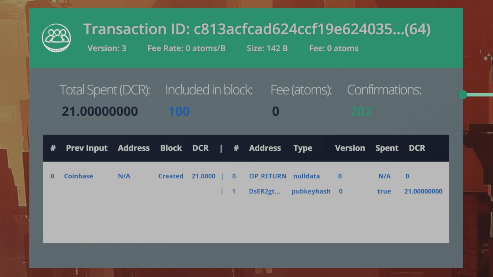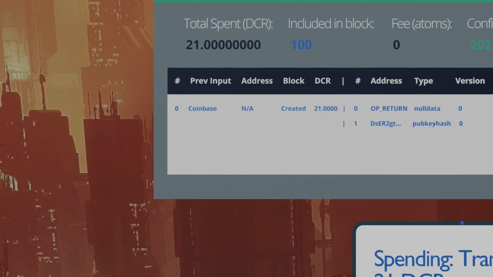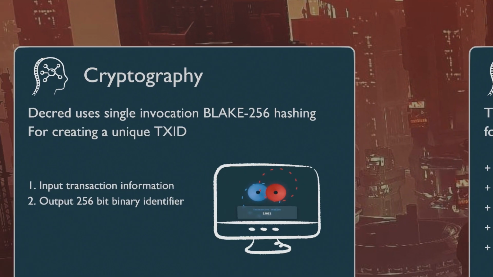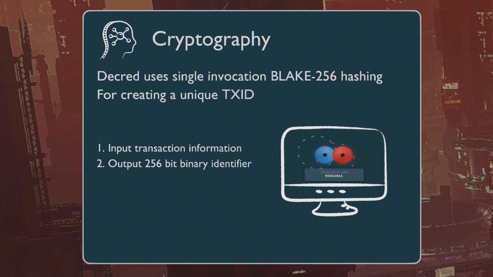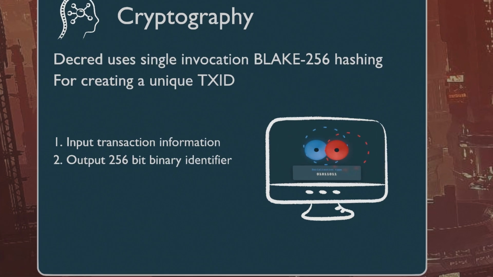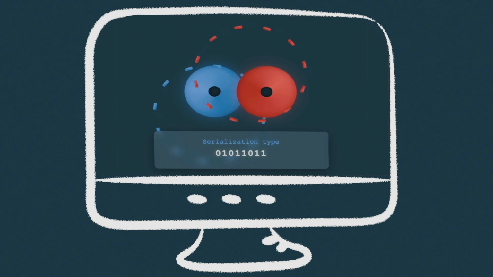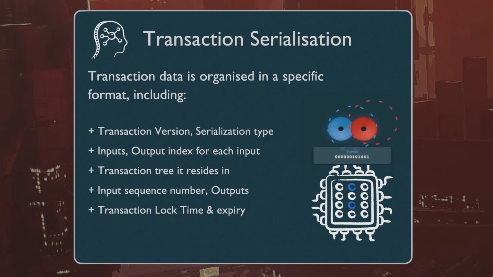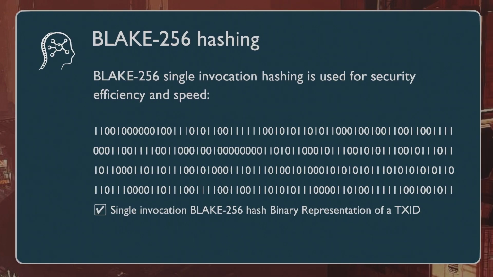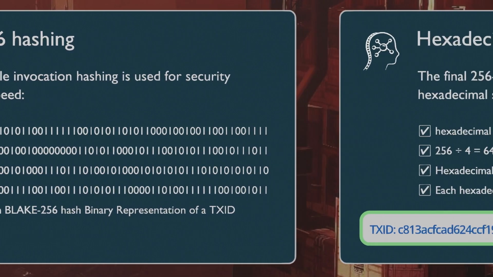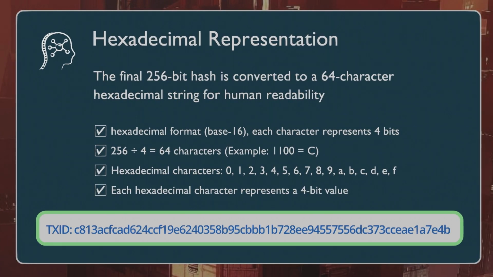Let's decode this mystery. Why exactly 64 characters? The answer lies in cryptography. Decred uses a single invocation of the Blake 256 hashing algorithm. It's like putting your transaction information through a digital blender to produce a unique identifier. This process takes the transaction data in a specific sequence and converts it into a 256-bit hash, which when displayed in hexadecimal format, gives us those 64 characters using only 0 to 9 and A to F.